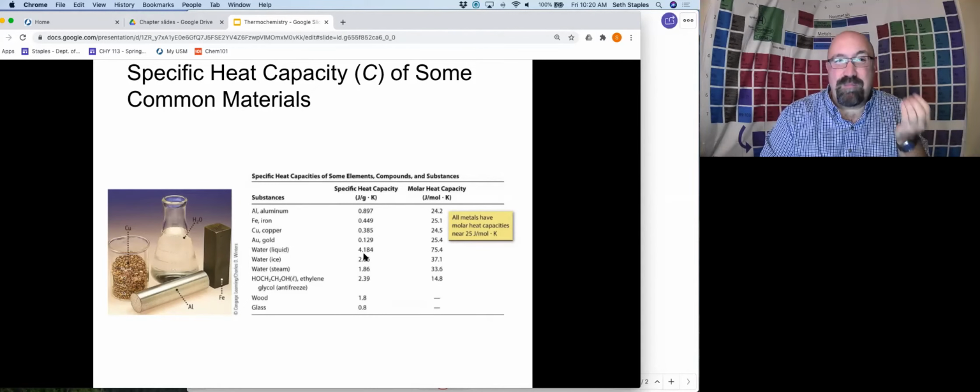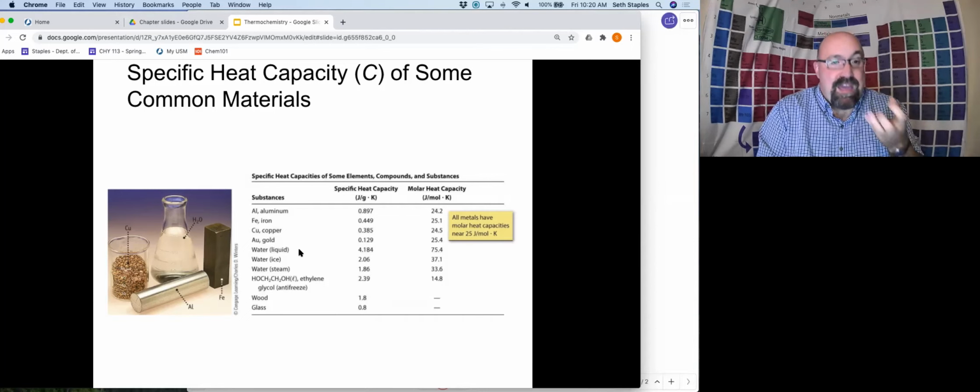We have to lose more joules in order to reduce the temperature of water by 1 degree as compared to something like iron. And so water acts as a tremendous heat sink, a tremendous thermal energy sink. It holds heat much better than a lot of other substances.